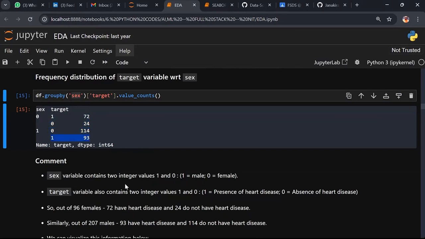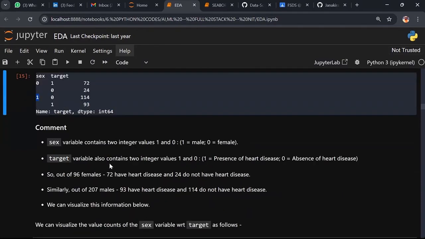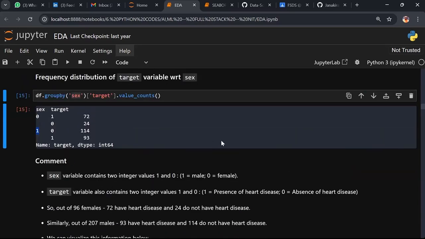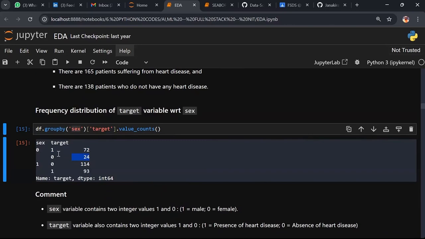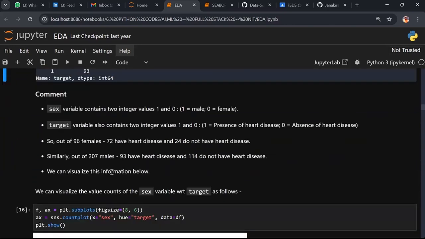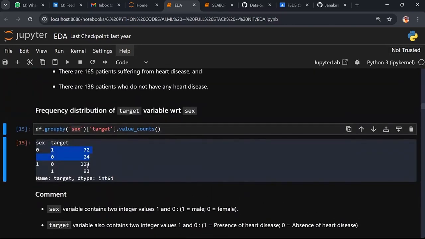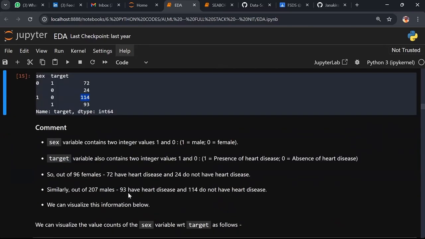So, the gender variable contains two integers. 1 means male, 0 means female. Target 1 means heart disease, 0 means no heart disease. So, the SQL group by concept, we apply in pandas now. Understand, guys? So, out of 96 females, 72 females have heart disease and 24 females do not have heart disease. And similarly, out of 207 males, 114 have.